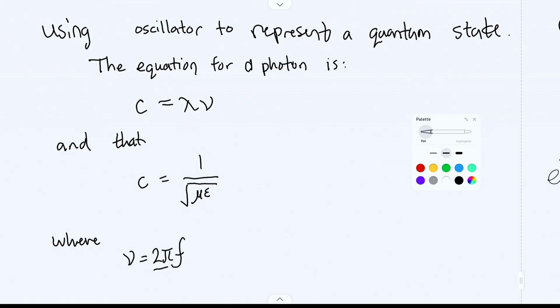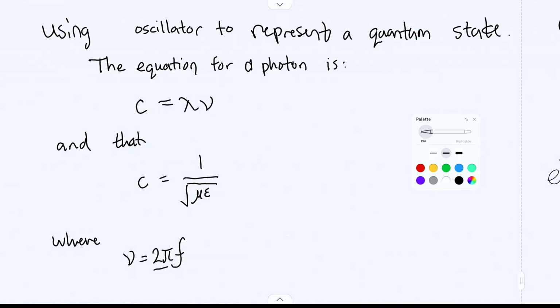What we're trying to do is represent a quantum state. We're going to use an oscillator to do that. Oscillators are widely available and pretty well engineered. We know quite a lot about them, and they involve the analog side of engineering.